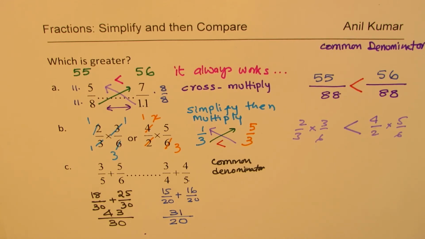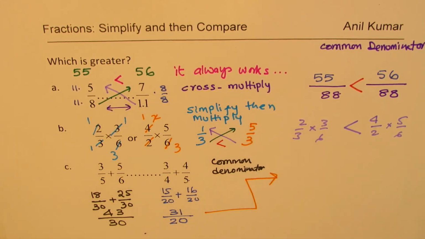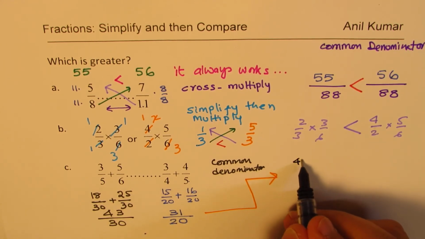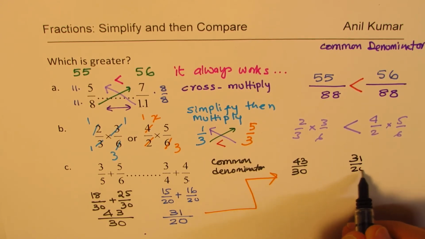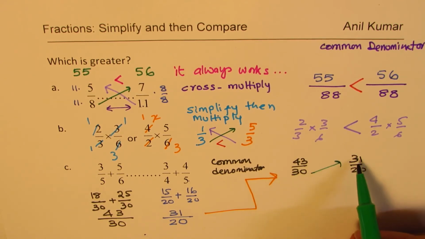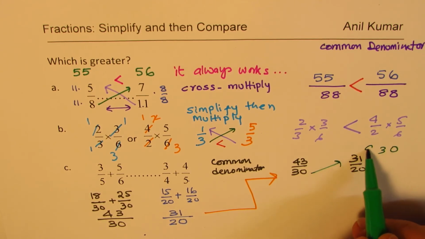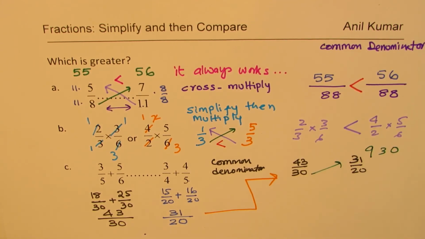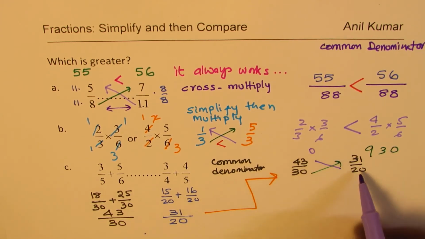How will you know which one is greater? Well, we could again apply the strategy of cross multiplication. So let's do it. We have 43 over 30, and then we have 31 over 20. So if you cross multiply, what do you get? 30 times 31, 930, right? 3 times 1 is 3, 3 times 3 is 9. And when you cross multiply 43 with 20, you add 0 because it is 20.